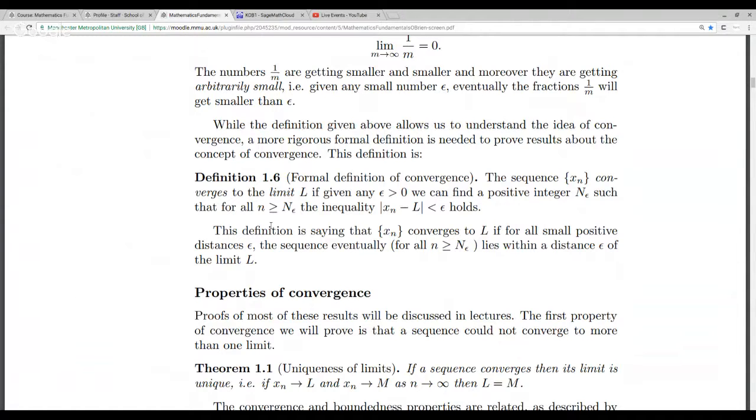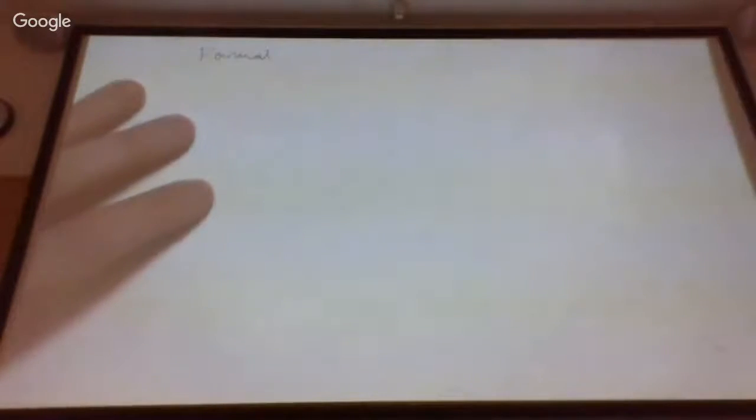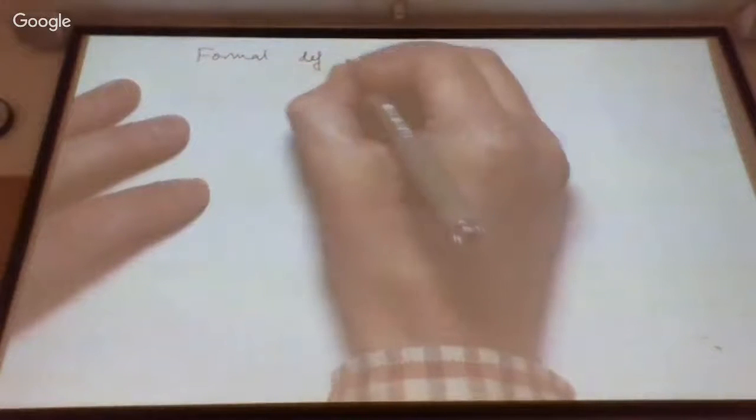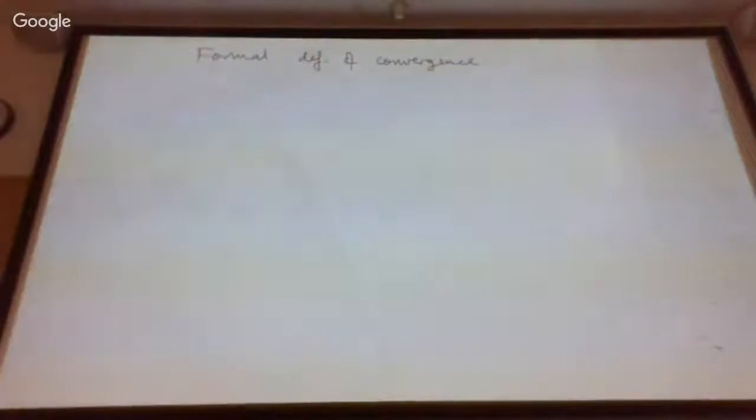Now, to understand this more clearly, it helps to draw a diagram of it, and attach the various elements of the definition to the diagram. So I'll just do this for you now on the overhead. Okay, so this is the formal definition of convergence. There's a couple of types of diagram that we might draw for it.